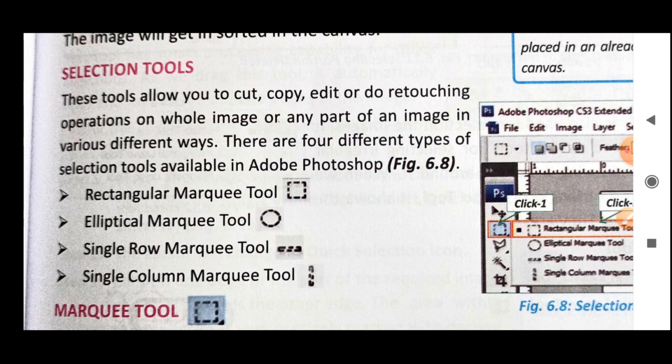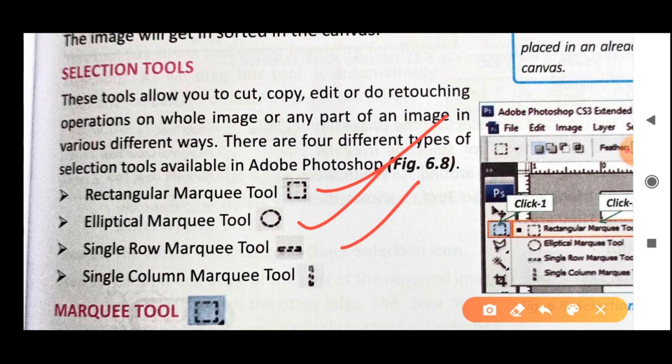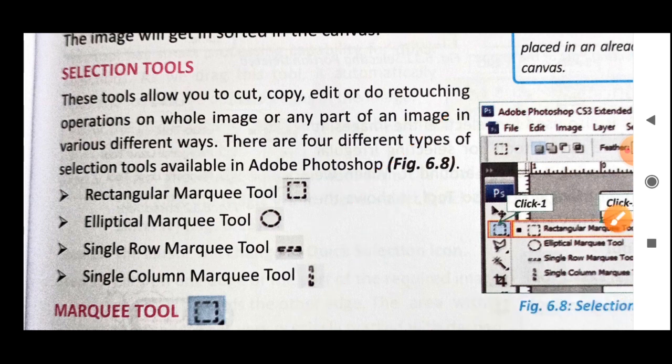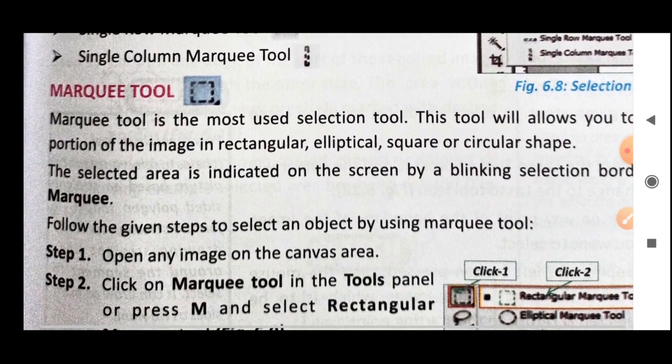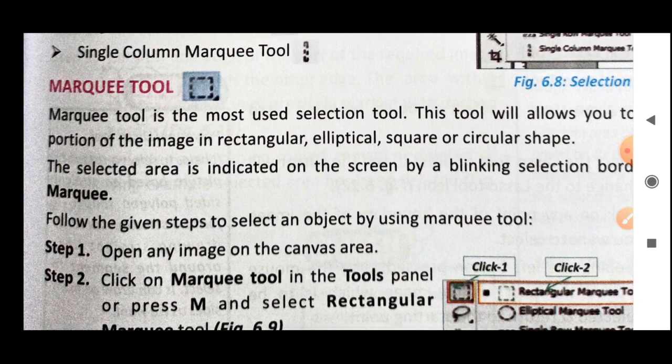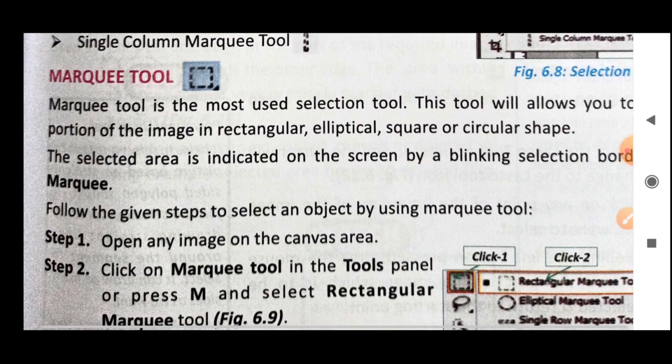Like you can select the image in rectangular form, elliptical form, in the single row and in the single column tools. Similarly there is one more selection tool available, that is the marquee tool. So when you select an image with the help of this marquee tool, the selected area is indicated on the screen by the blinking selection border. So the selected part starts blinking on the image, so it is easy to identify the selected area.